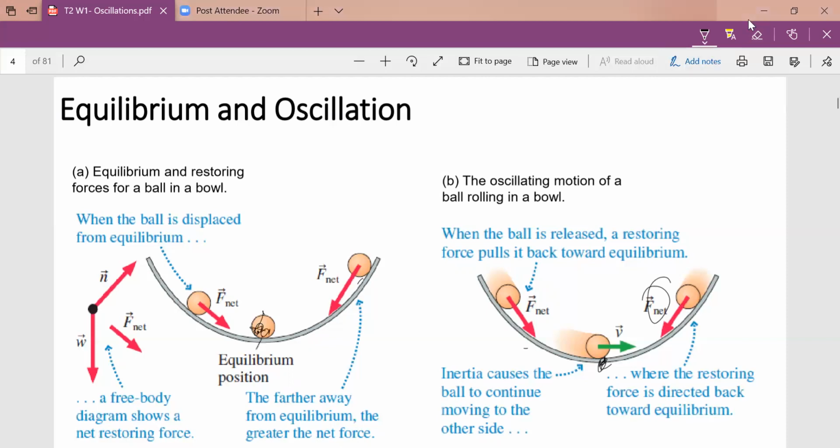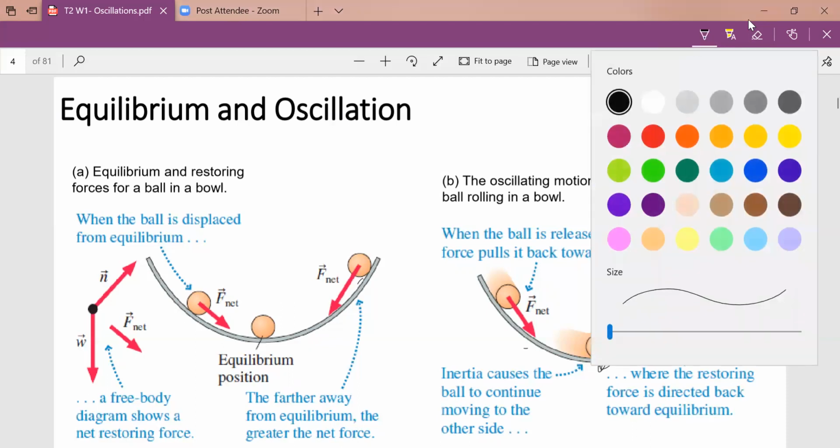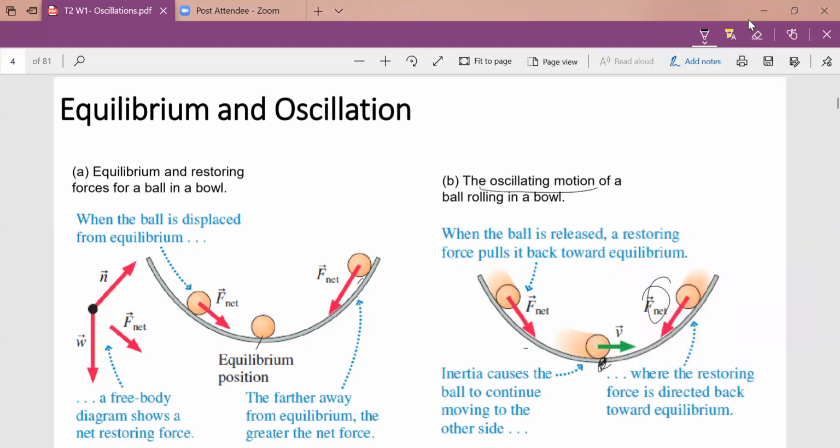So let's look at the example before us here now. Figures A and B describe the equilibrium position and how we use that to describe oscillatory or oscillating motion. So the equilibrium and the restoring force of the ball is what figure A is showing to us. When the ball is at rest, this rest position is what we call the equilibrium position.